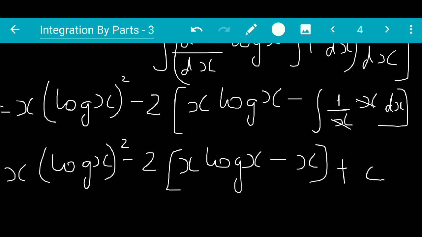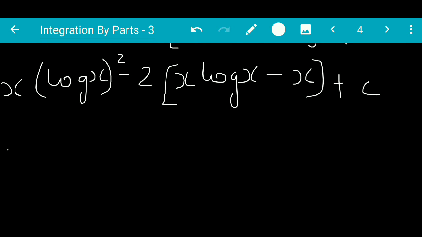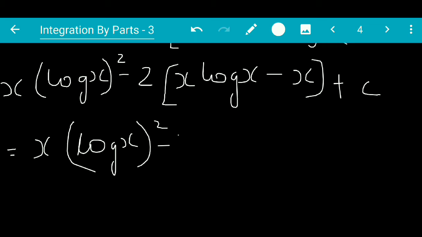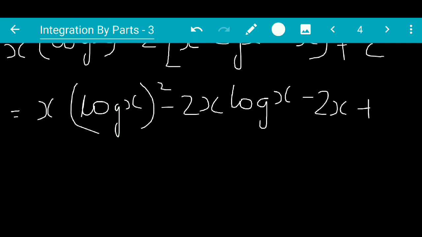Now what remains is opening the bracket and multiplying the second and the third terms by 2, so that we get the final answer. So the answer becomes (x log x) the whole square minus 2x log x minus 2x plus c. Thus we obtain the answer of integration for this particular sum.